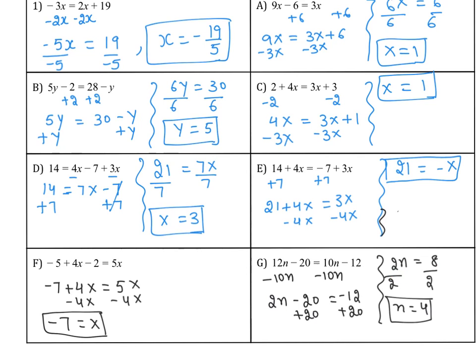Variables separated, the numbers separated, but we need to also divide by 2 so that we can cancel this 2 to get the variable by itself. And then 8 divided by 2 on the other side is 4.